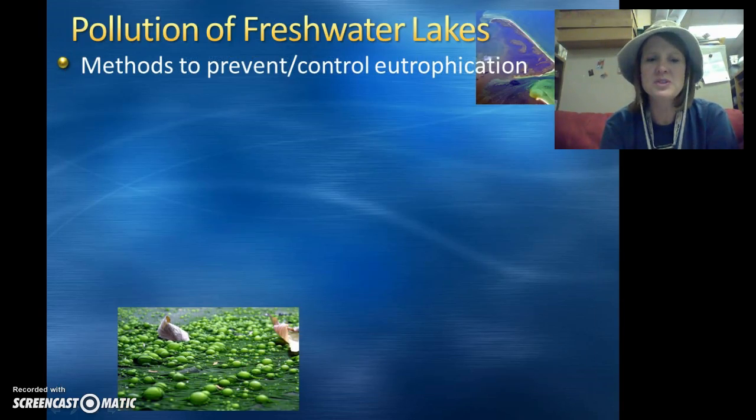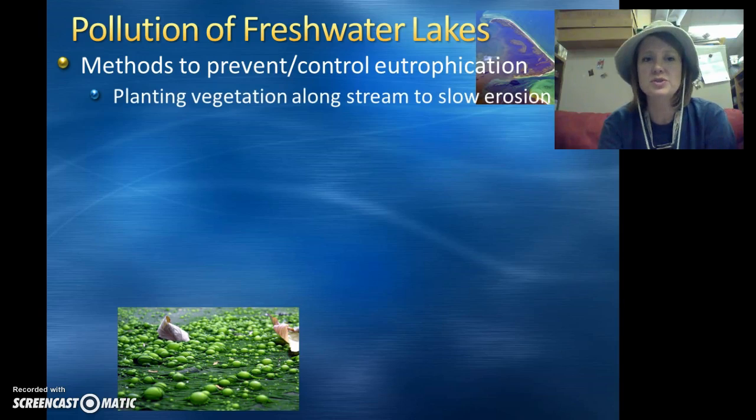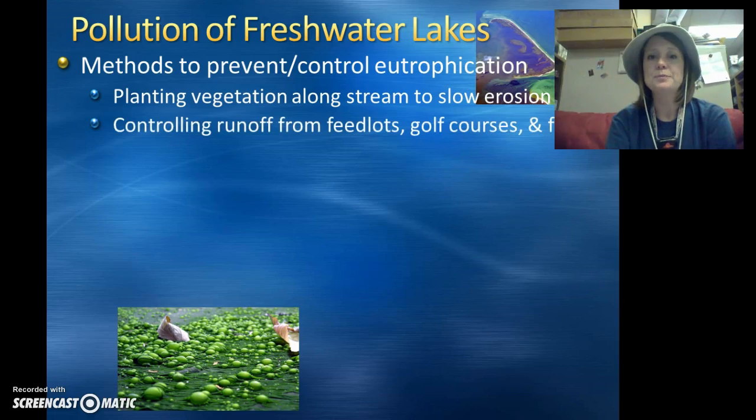So some of the things that we can do to prevent or control that: if we plant vegetation along the side of the stream or the lake or the pond, what that does is prevent some of those sediments from running off into that body of water. If we control our runoff, especially from our feedlots, like our hog farms in eastern North Carolina, so those nitrates and phosphates don't get into the wetlands and into the larger bodies of water.